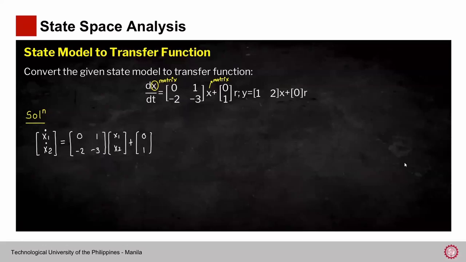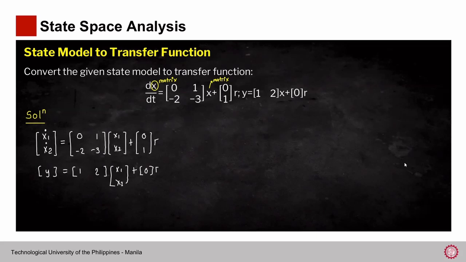This is the R, guys. And then we have the Y. So the output is Y, right? And then we have the 1, 2 here, written as 1, 2. And then we have the X again. So again, the X is nothing but X1 and X2, the state variables. And then 0R, so the feed-forward matrix is 0. My writing is not good, but anyway.